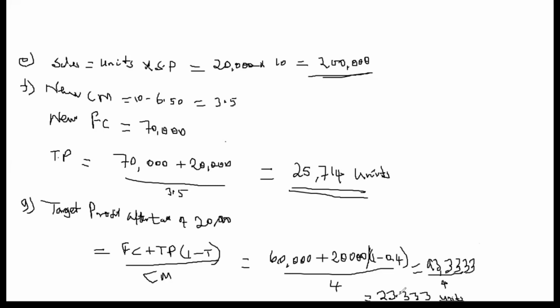Okay, so it should give you 23,333 units, not a point. 23,333 units. That is what you need to sell to make an after-tax profit of 20,000. So you need to sell 23,333 units. Any question?